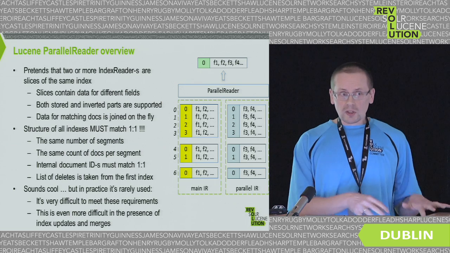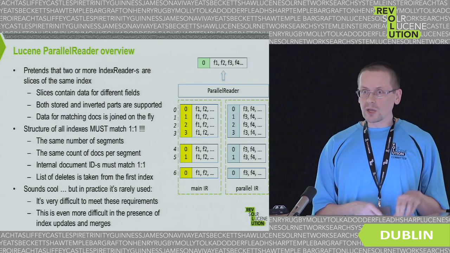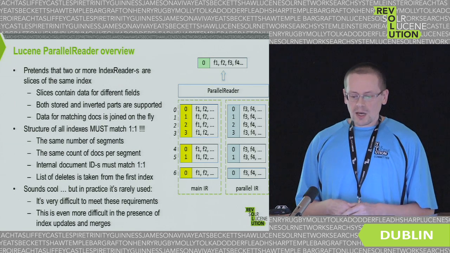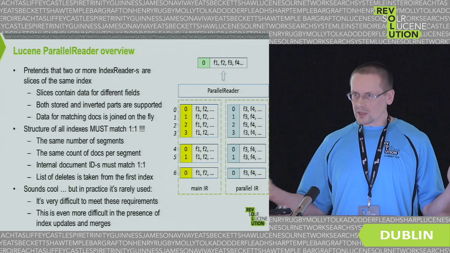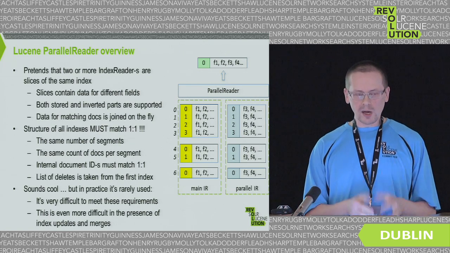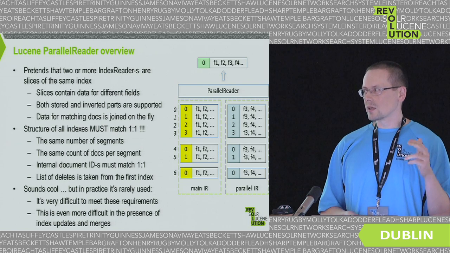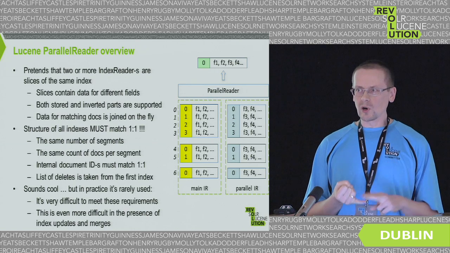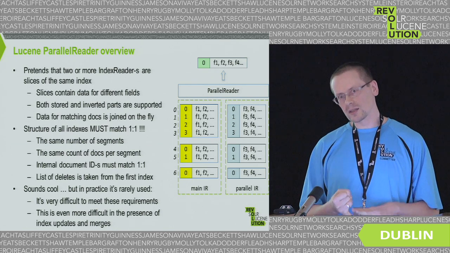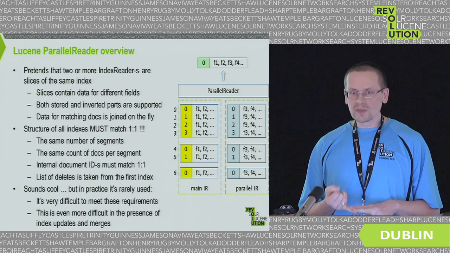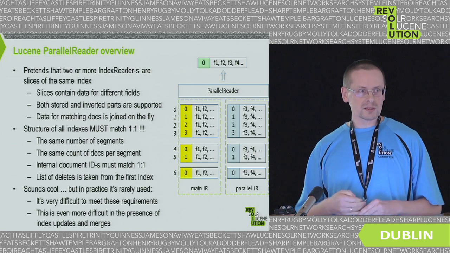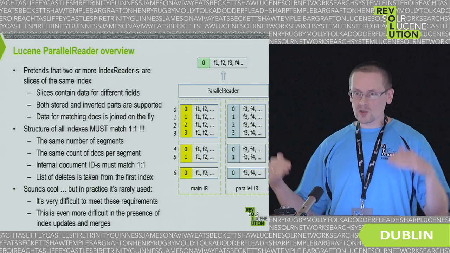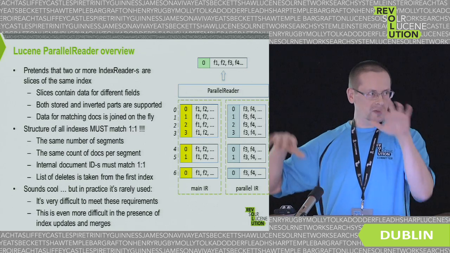And both stored and inverted parts are supported. So this means that we can handle the full text searchable fields, right? However, the structure of these two or more indexes must match exactly one-to-one. What it means is that these indexes have to have the same number of segments. The number of documents in each segment have to be exactly the same. And of course, the information recorded for particular IDs, internal IDs in each segment, has to match one-to-one. Otherwise, you will get portions of different documents, right?